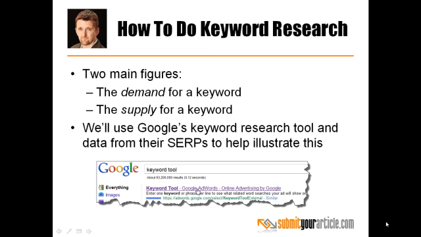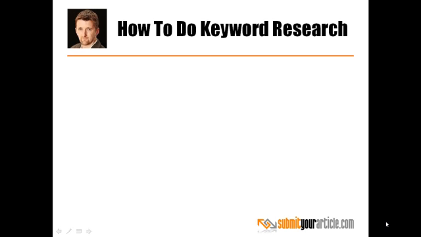We'll use Google's own keyword research tool along with data from their search engine results pages, or SERPs, to help illustrate this. Firstly, to go to Google's keyword research tool, just search for keyword tool on Google as illustrated here, and it's usually right there at number 1 position, and click through. You don't have to have an AdWords account to be able to use it.